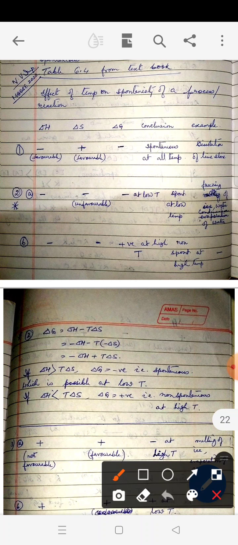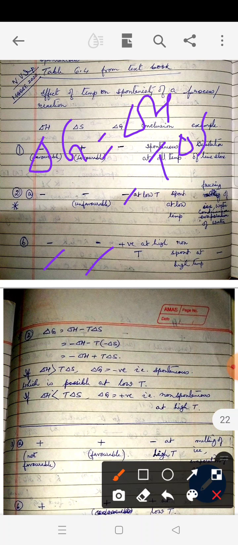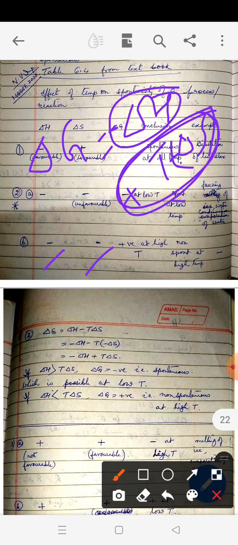Another situation: when delta H is negative, that is a favorable condition, and delta S is negative, then what happens to delta G? We have already discussed this. Delta G equal to delta H minus T delta S. Now, if your T delta S value is higher, because delta S is minus, so minus and minus will make it plus, and delta H is negative, then the sum total of this will be positive or negative. If T delta S is greater than delta H, then the sign of delta G becomes positive.